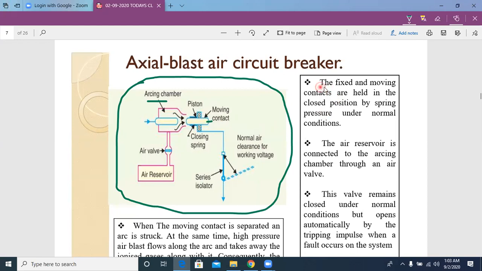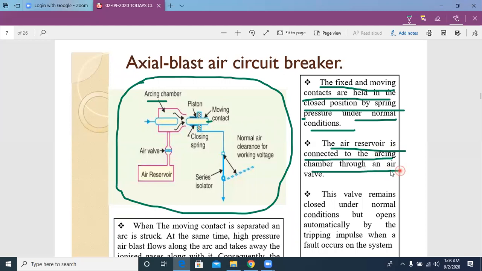Let's see the first point. The fixed and moving contacts are held in the closed position by spring pressure under normal condition. Under normal condition, in the arc chamber, both the contacts are in the closed position. That is the first point. Next, the air reservoir is connected to the arcing chamber through a valve.